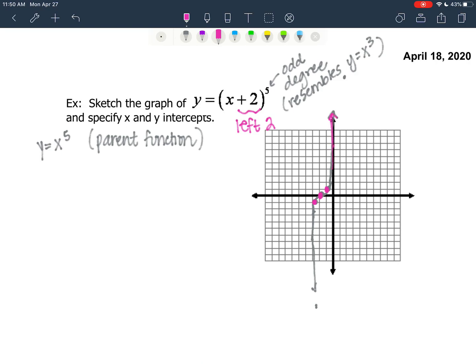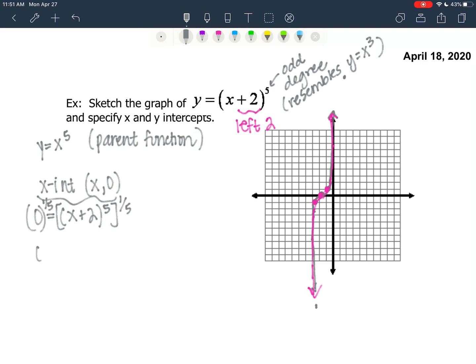So we translate those points and we get a graph that looks like this. Now it says specify the x and the y intercepts. The x-intercept is the value of x when y is 0. So I put a 0 in for y: 0 equals x plus 2 to the 5th power. I'm going to take the 5th root of both sides. I can also think of it as raising both sides to the 1/5 power. 0 to the 1/5 power is still 0. And the 5th power to the 1/5 power gives me just x plus 2. So x equals -2. That's one way to do this.